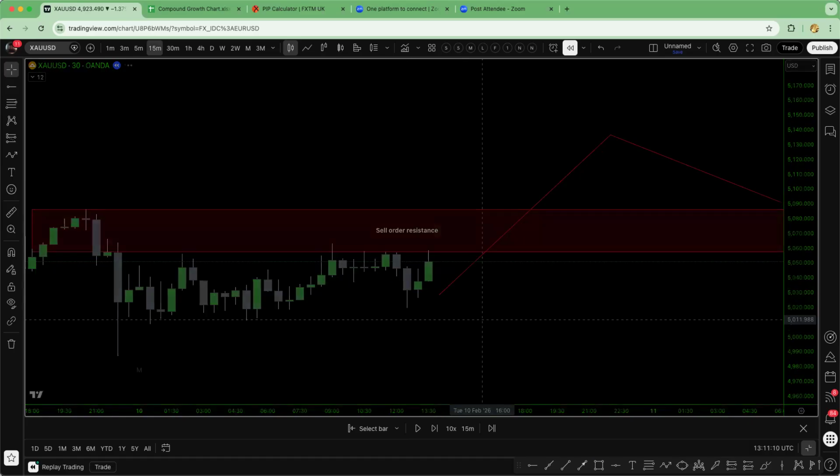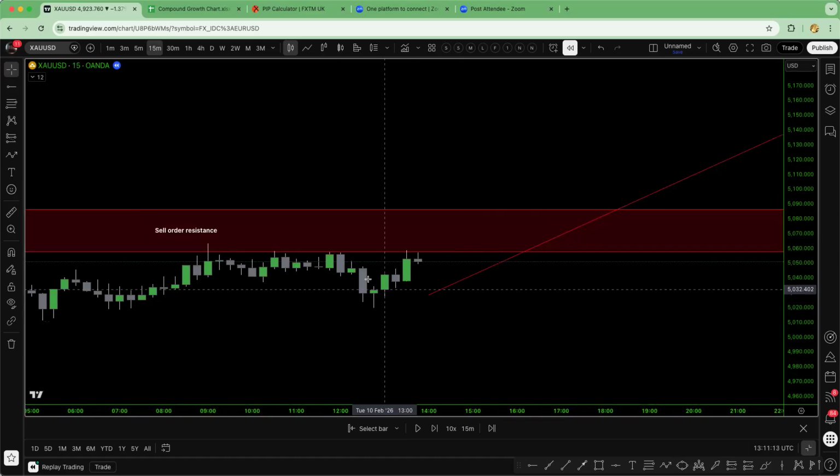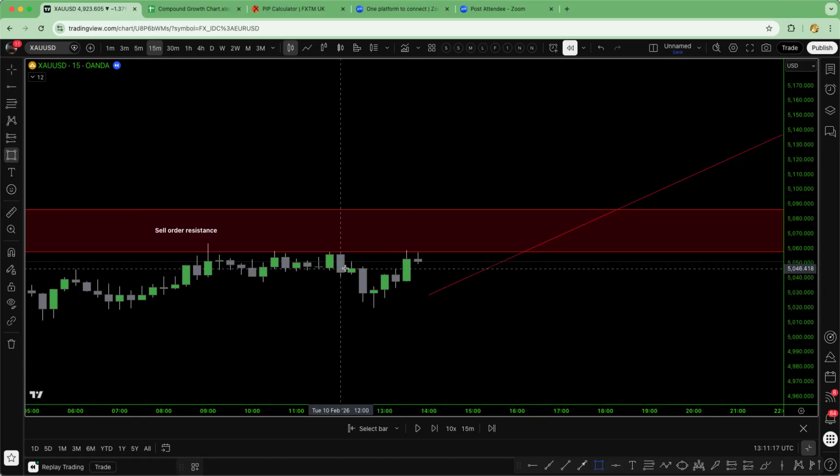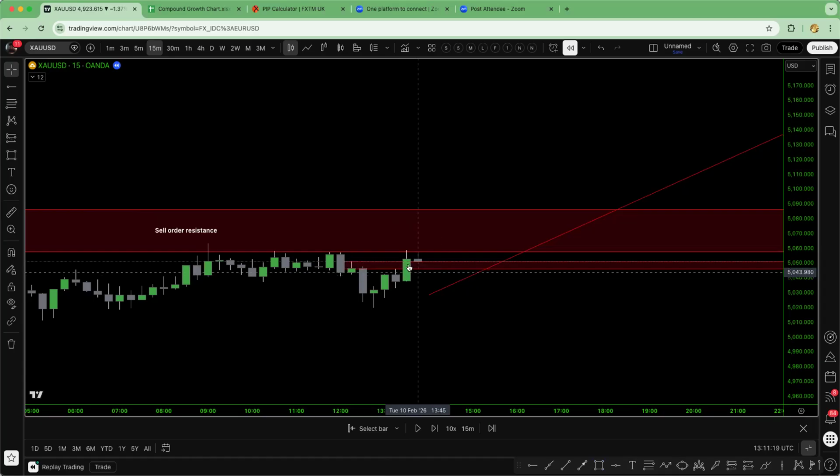So let's go over to the 15-minute. Here, boom. This is pretty much where I entered, which was around this point here. You can see price action had broken through. So I was looking at this again. Imagine this being a 15-minute sell order resistance level. We had a break and a possible retest and a continuation.